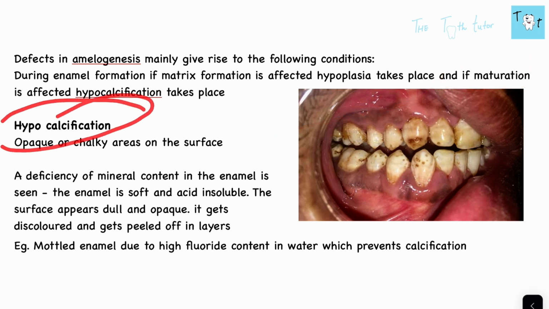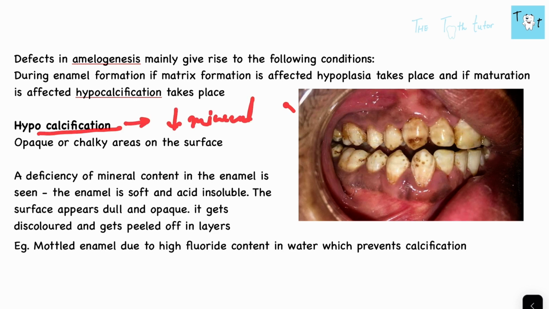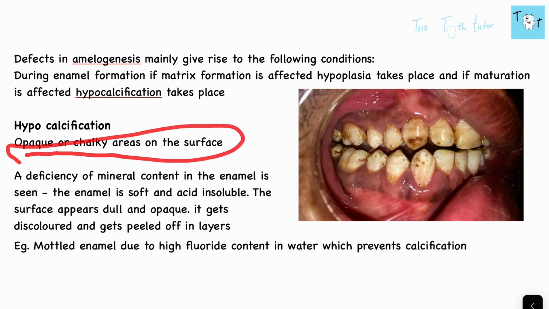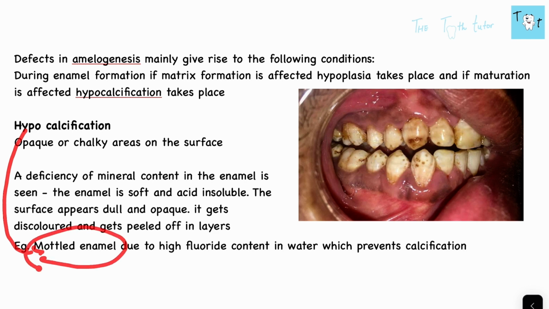So first we'll see what is hypocalcification. As the name suggests, hypocalcification means low mineral content. Okay, there is less mineralization. So first we'll see what it looks like. It appears like an opaque chalky area on the surface. Okay, and the example of hypocalcification is mottled enamel. You can see that mottled enamel over here.